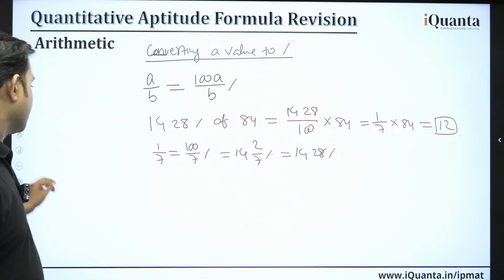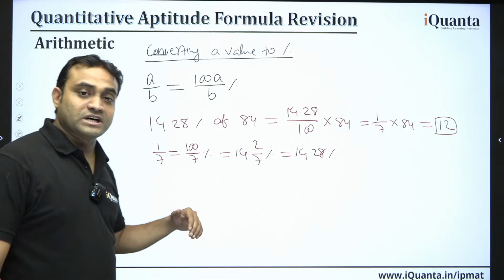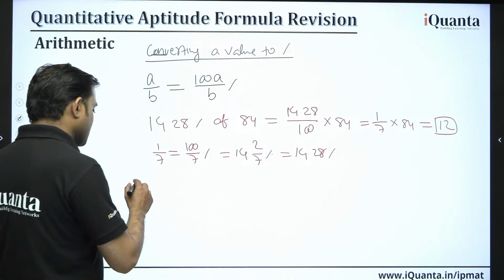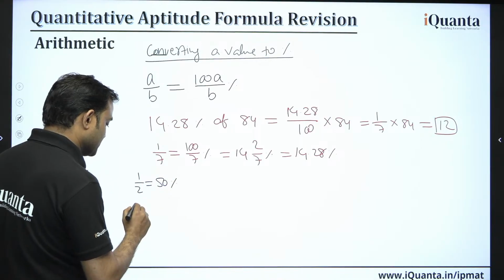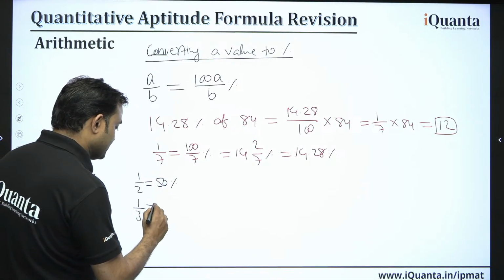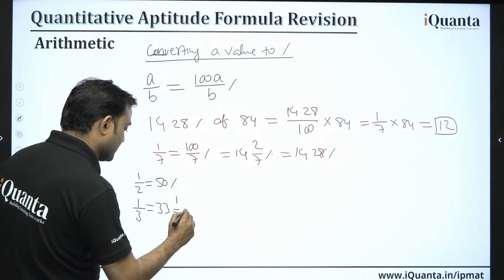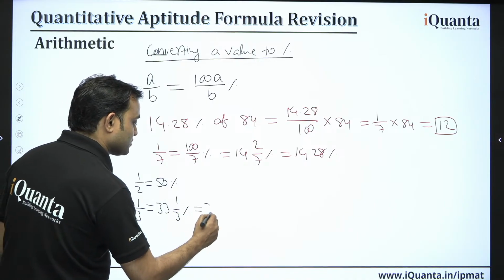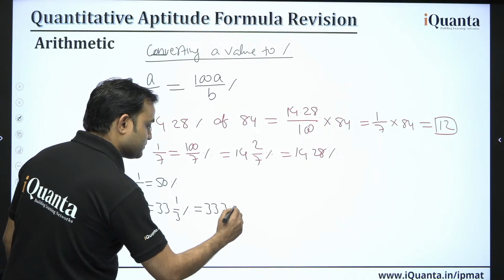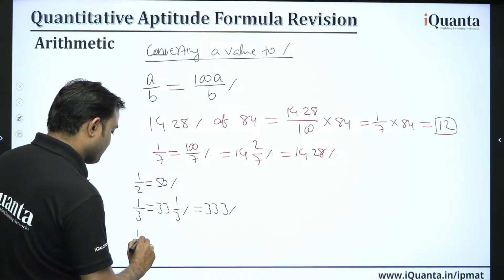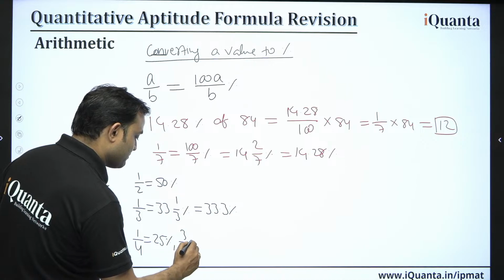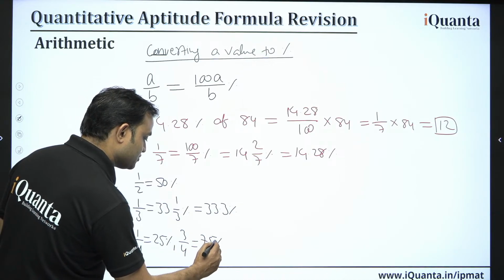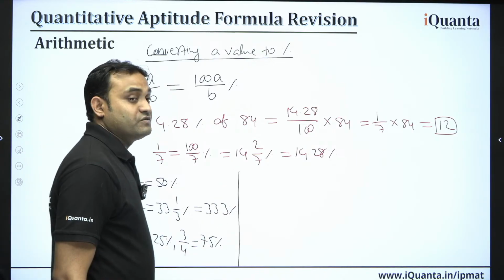A few important conversions that you should know: 1 by 2 is equal to 50%. 1 by 3 is equal to 33 1 by 3%, or we can also write it as 33.3%. 1 by 4 is equal to 25%, and if you take the multiple of it, which will be used also, which is 75%.